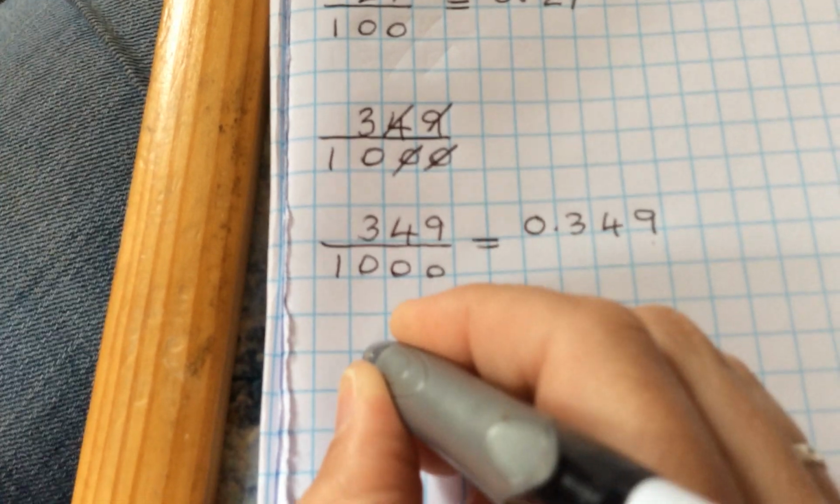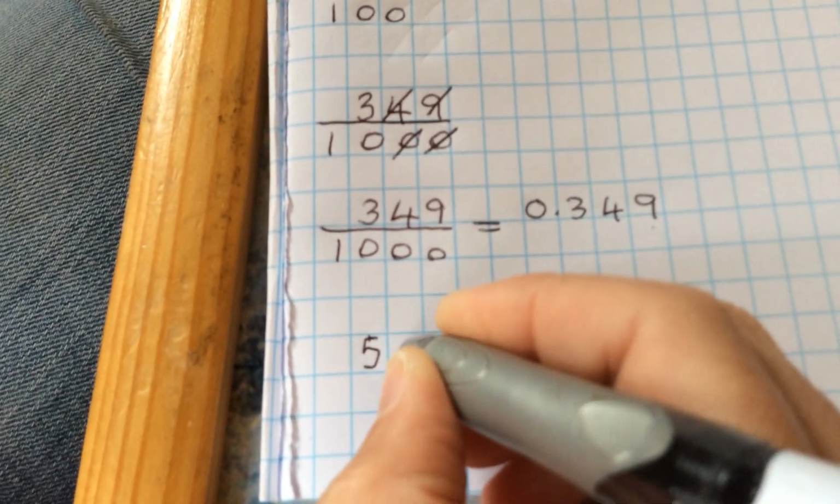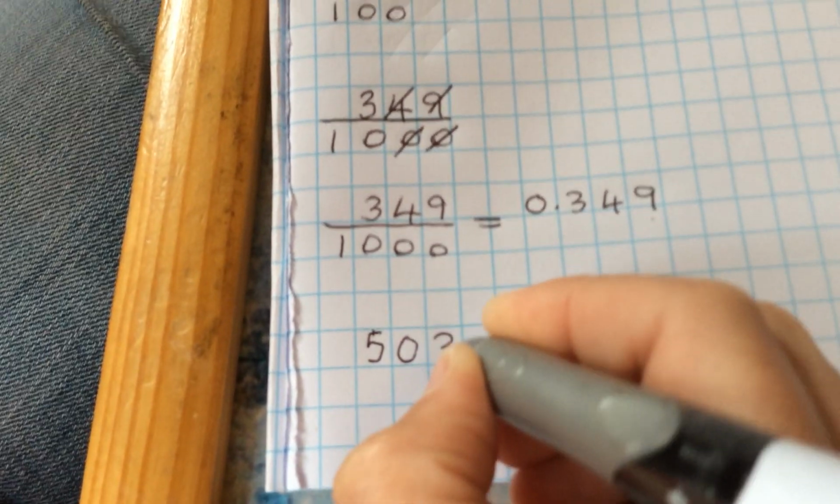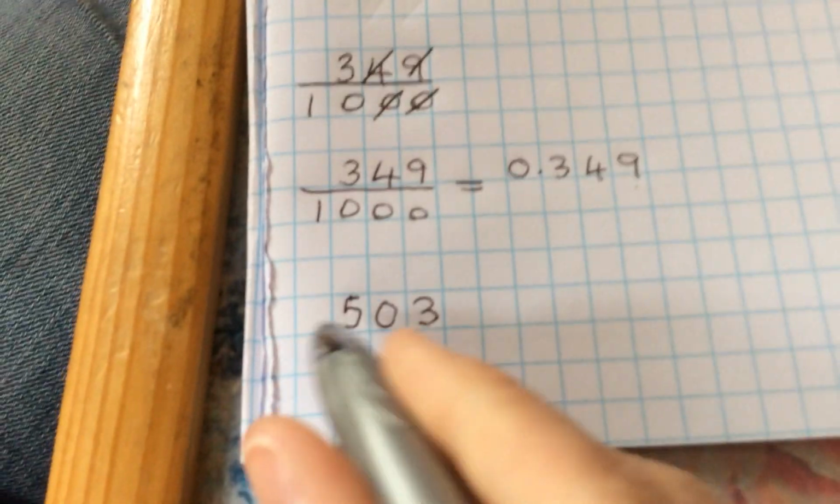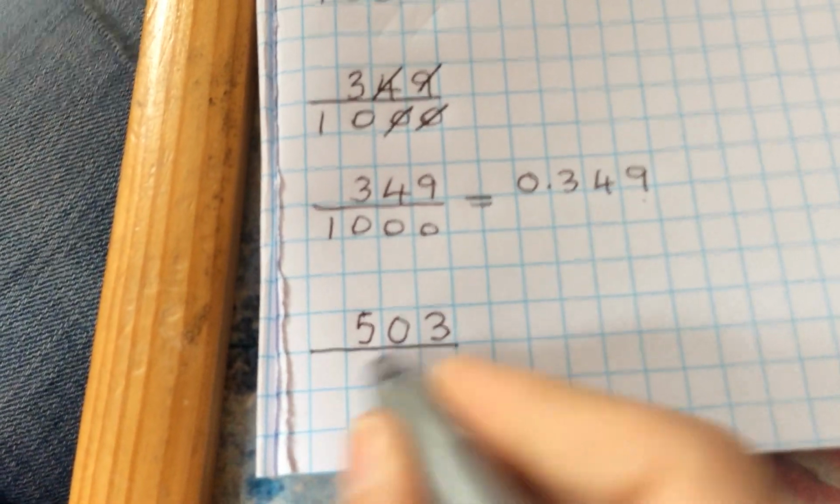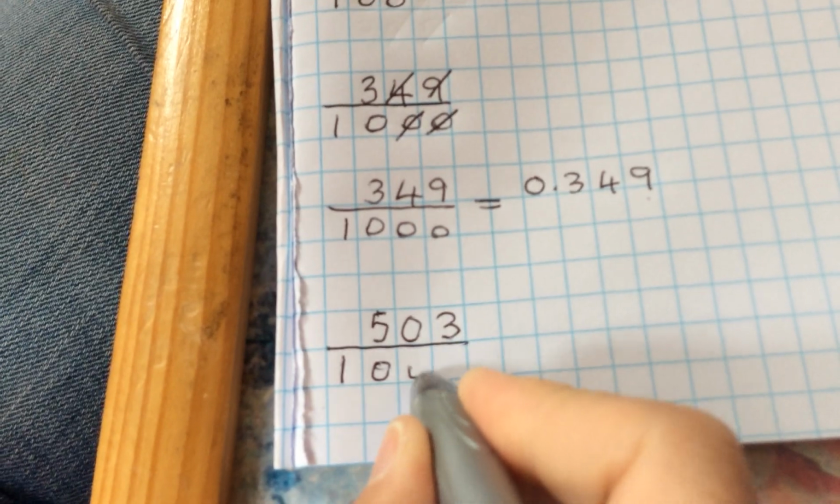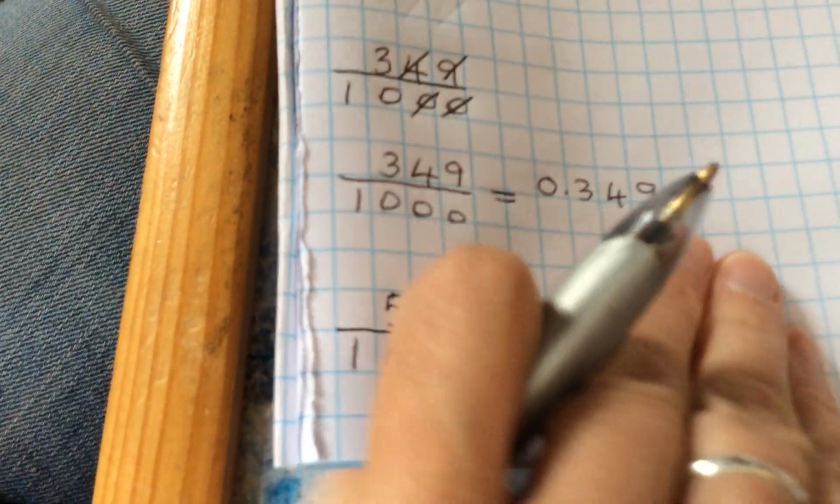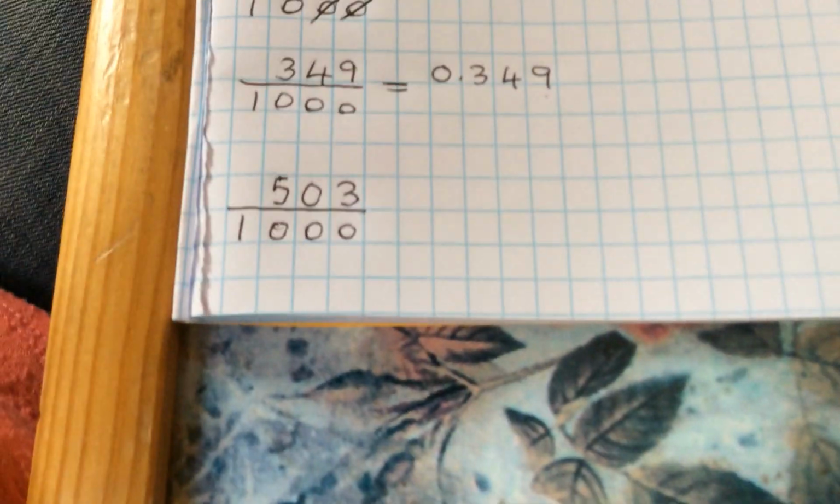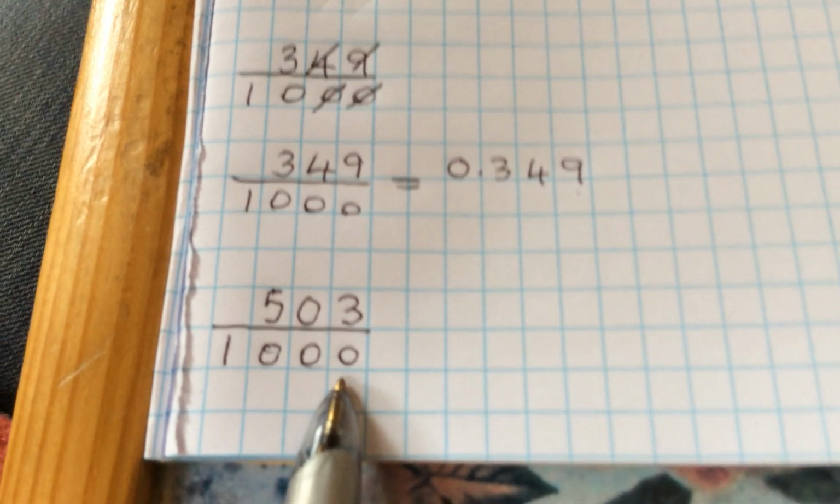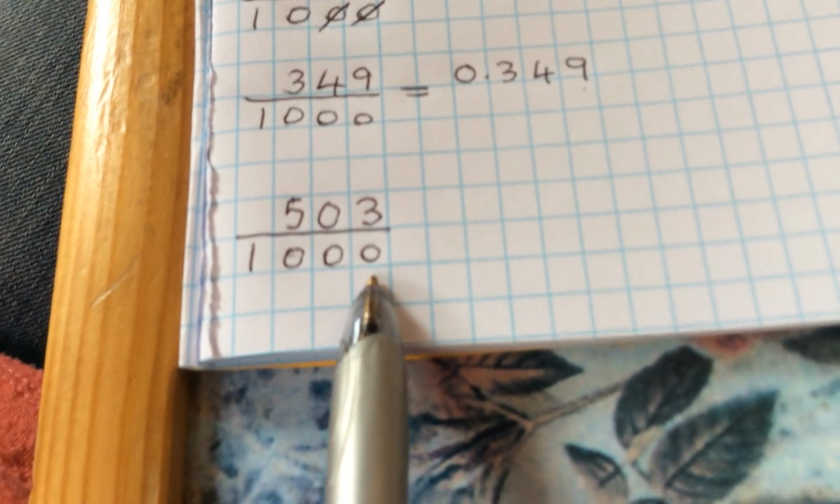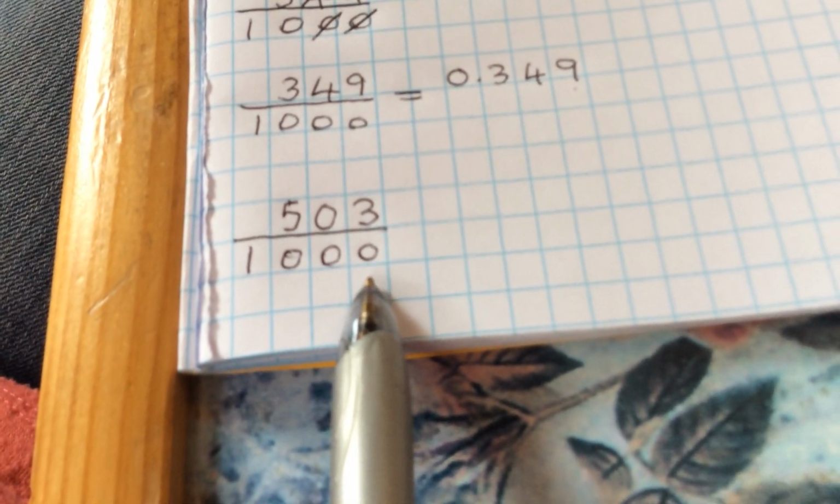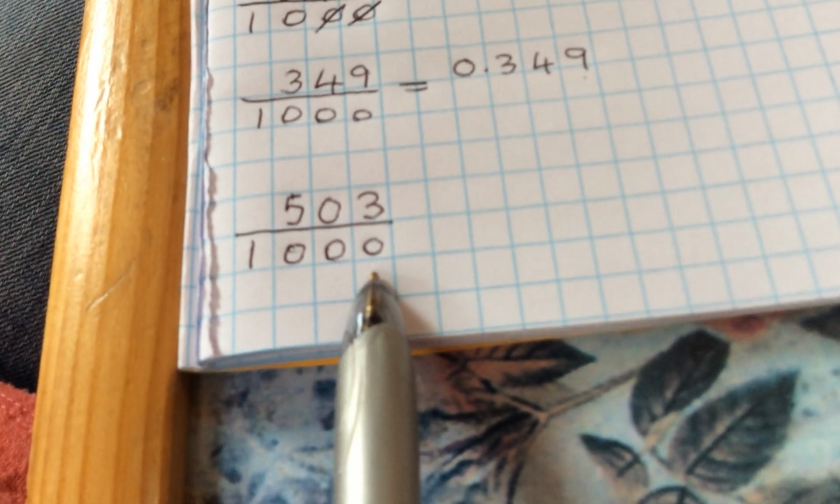So let's have 503 thousandths. So my denominator will be thousands and my numerator is 503. Okay, so let's start again at the thousandths. Remember, this is thousandths with a th. It's not thousand, it's thousandths because it's a fraction.